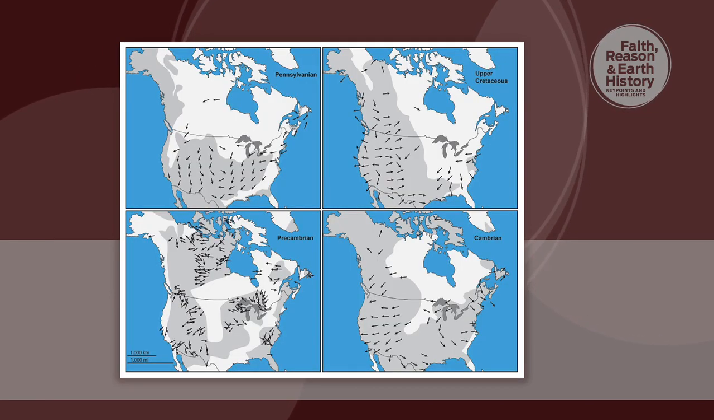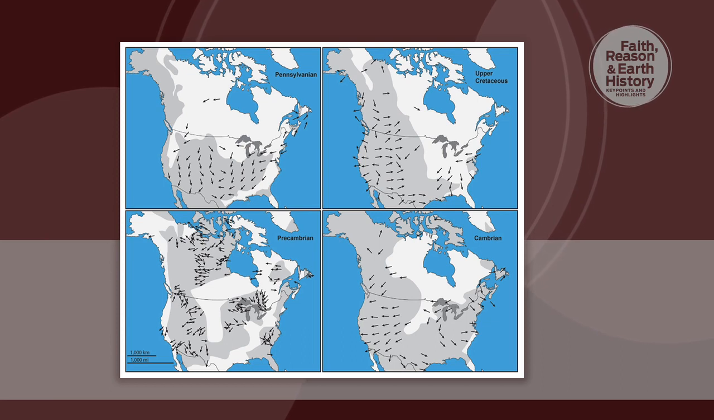Here are 4 maps showing which way the currents were flowing at different times in the geologic record. The one at the lower left, the Precambrian, that's before there was life on this earth. Those are random. That's the way you would expect those currents to look today, just random. And so what about during the time when the fossils were being formed in the rocks, during times when we think would have been during the flood?